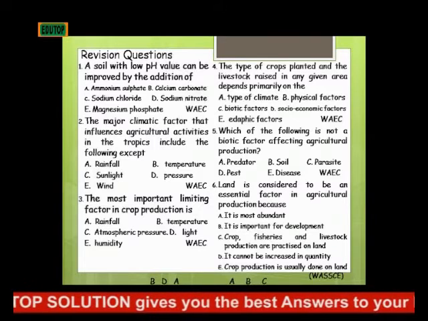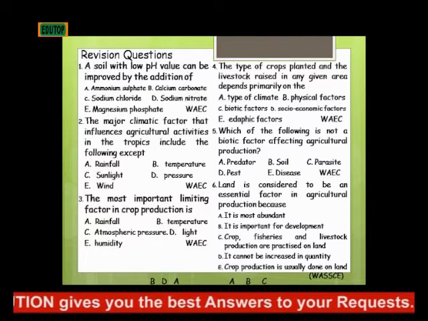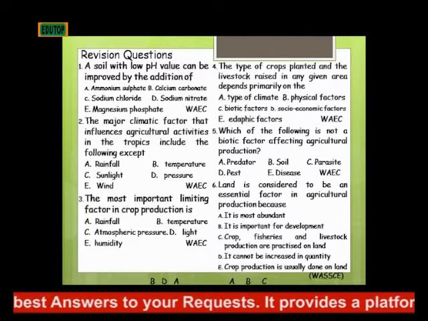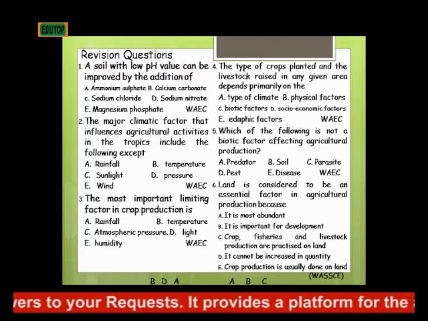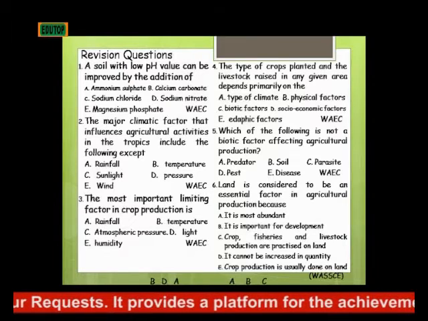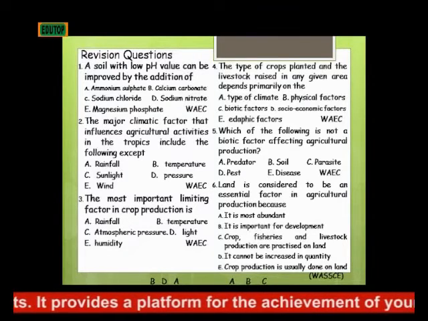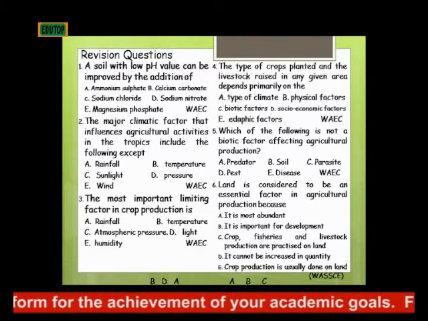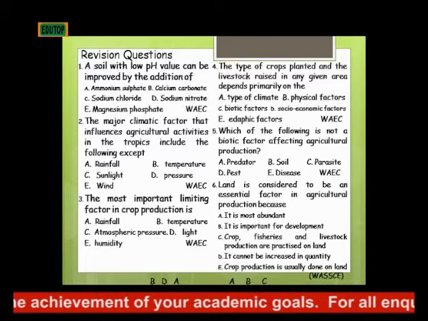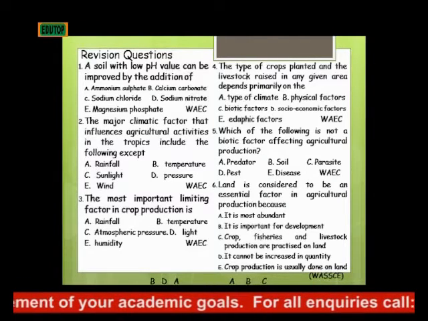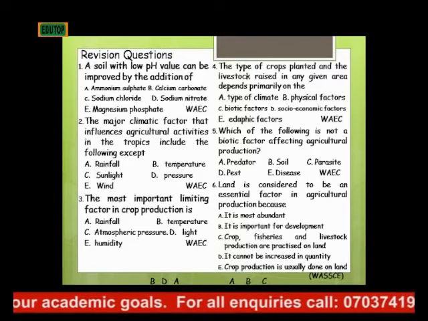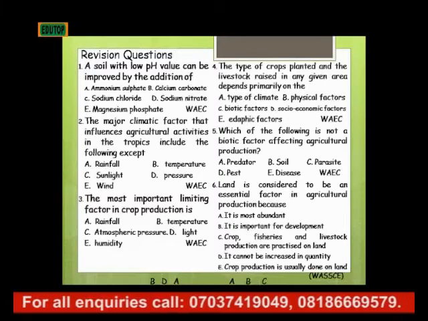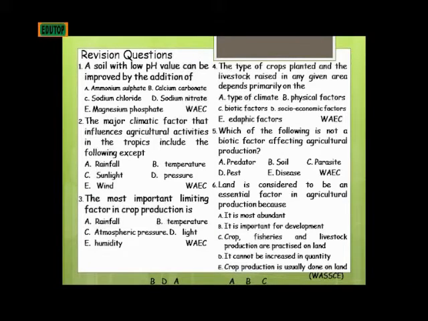Then the number 4 question says the type of crops planted and the livestock raised in any given area depends primarily on A. the type of climate, B. physical factors, C. biotic factors, D. socio-economic factors, E. edaphic factors. The answer is A, the type of climate. That is, the climate of an area will determine the type of crops that are planted and the livestock being raised.